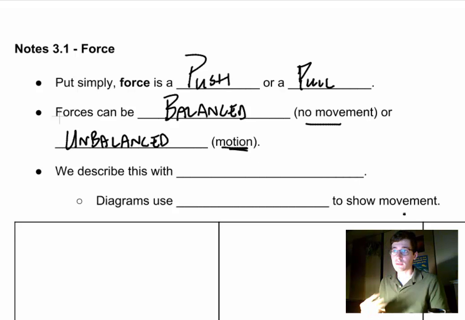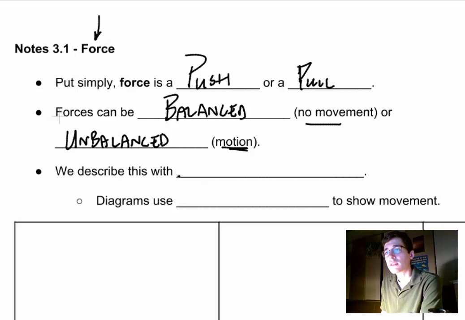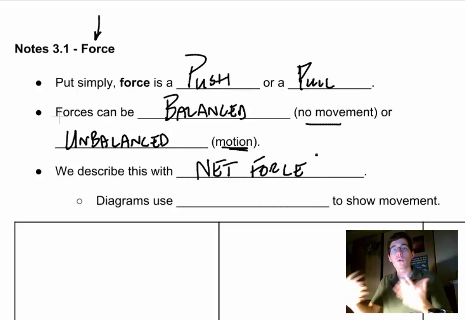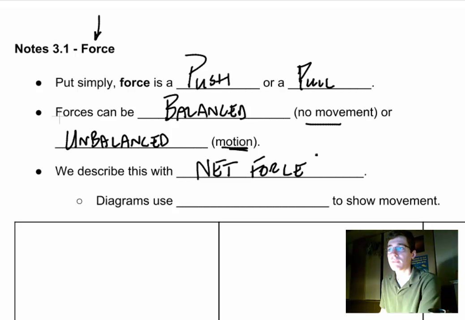So in the last series, if you remember motion, we can measure the distance something travels, how fast it goes from one place to another. We can use acceleration to describe velocity changes. All of that is easy to describe, but to describe what starts that motion, we need to be talking about forces. And we describe balanced versus unbalanced with something called net force. So we are going to be looking at the total force on an object or on a thing.